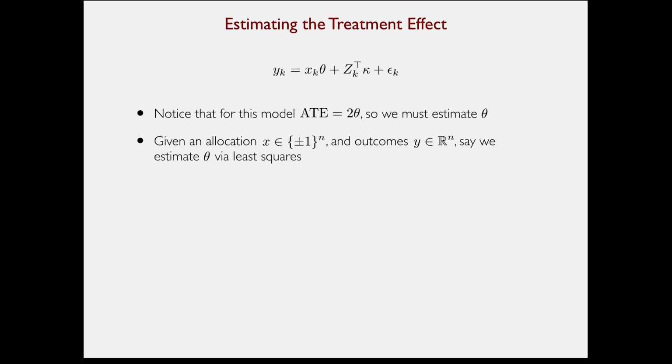Because for each guy, I've got the covariate vector. I know whether it was +1 or -1. I observe what ended up happening. I do least squares. And from least squares, among other things, I can pick out theta, right?